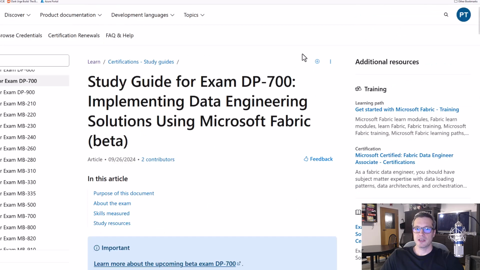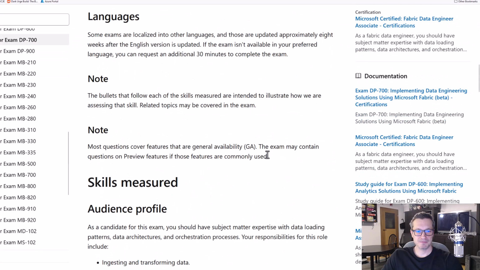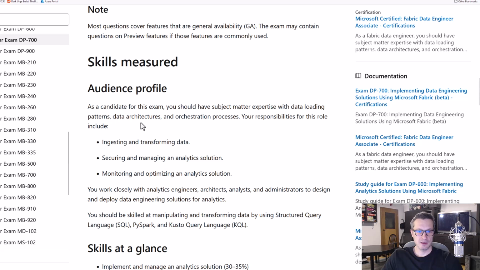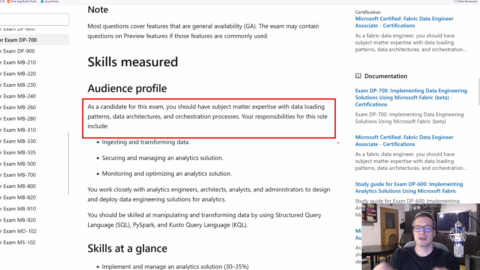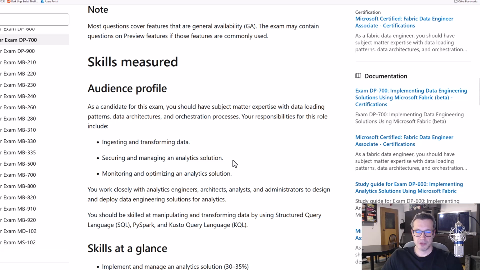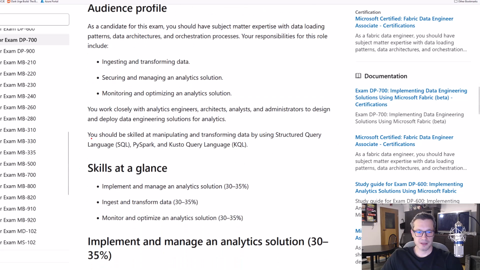And we've got the newest kid on the block, DP-700, Data Engineering in Fabric. So again, what's the audience? As a candidate for this exam, you should have subject matter expertise with data loading patterns, data architectures, and orchestration processes. And you've got some responsibilities, alright. And when it comes to languages, you should know we've got SQL, we've got PySpark, and KQL.